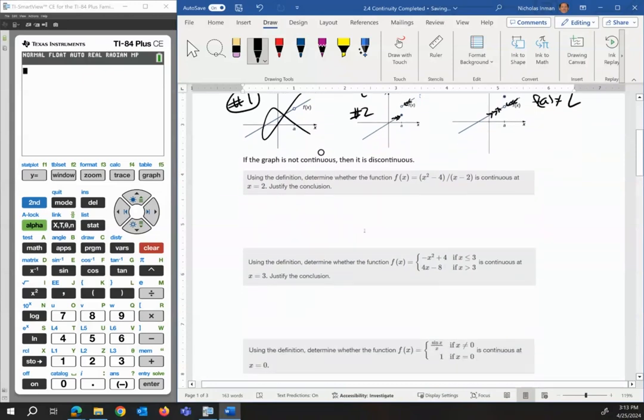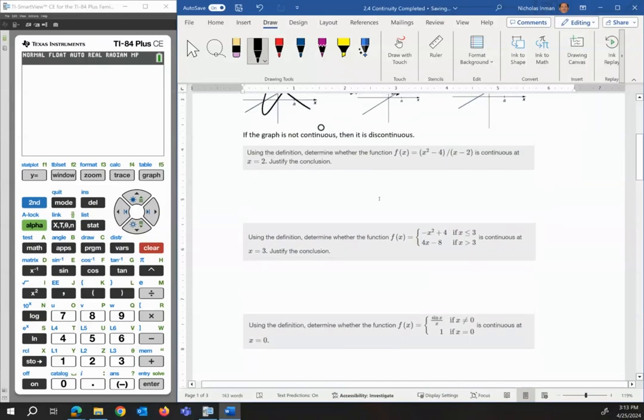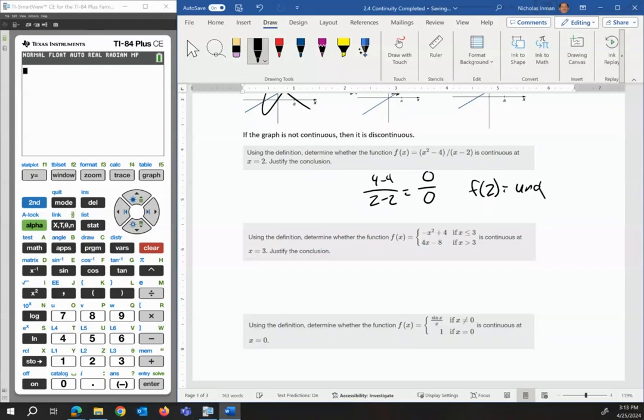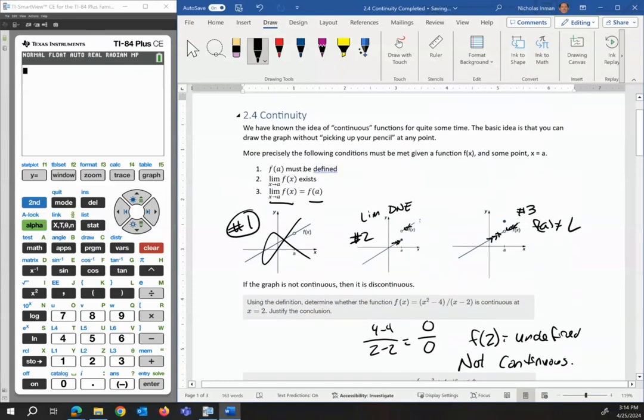All right, so let's just use that for these 3 problems. Using the definition, determine whether it's continuous at x equals 2. Well, step 1, can you plug in 2? If I plug in 2, it would be 4 minus 4 over 2 minus 2, 0 over 0. Well, f of 2 is undefined. So this thing is not continuous. It fails step 1. It's not defined.